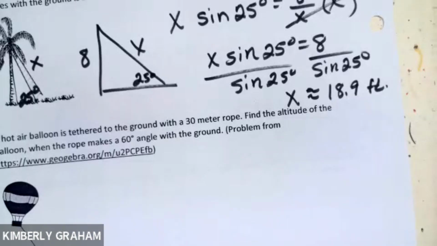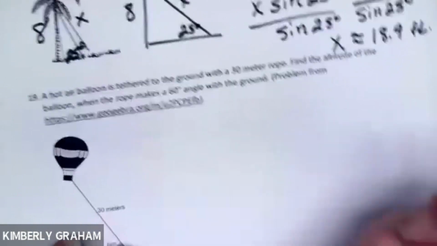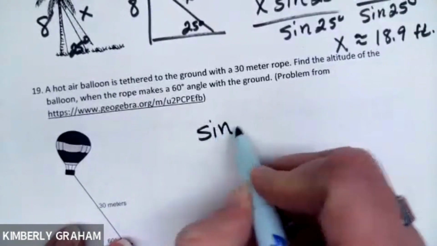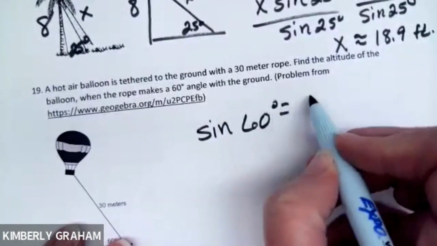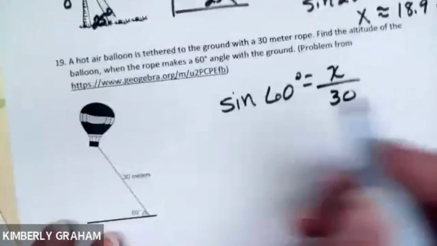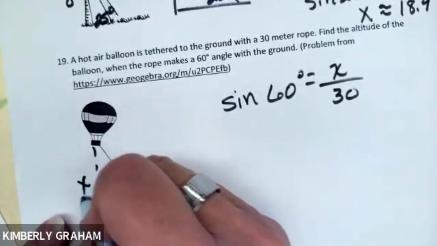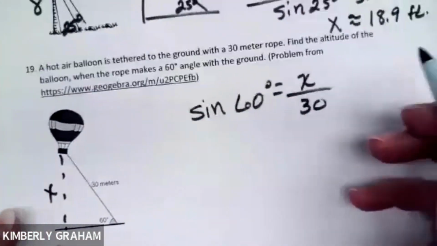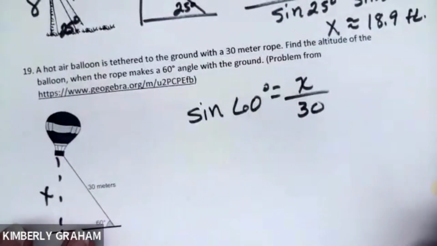All right, so which trig function are you going to use? Sine, cosine, tangent? Sine, right? So sine of 60 degrees is opposite over hypotenuse, right? This distance here is X. That's what we're trying to find. How do I go about solving this?